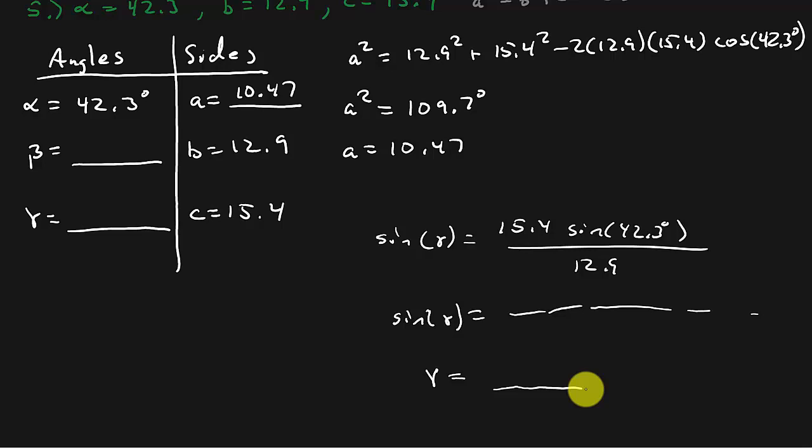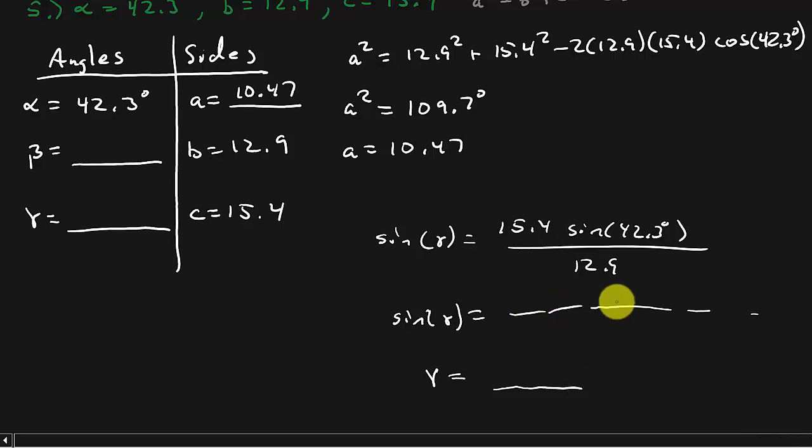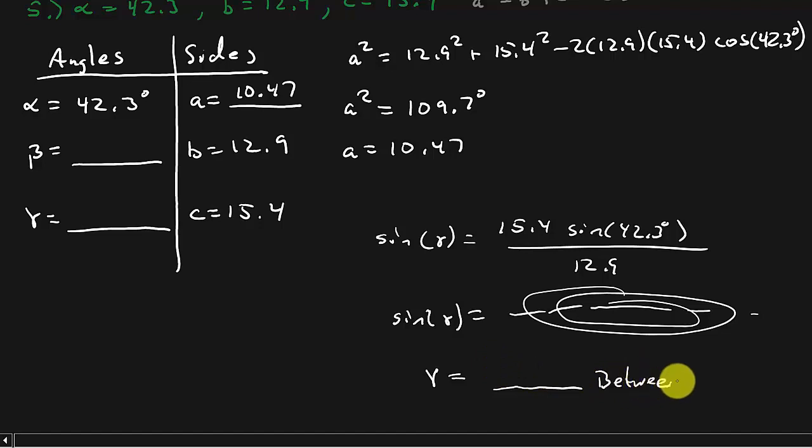All right. Now, gamma equals, you agree that when we do the inverse sine of whatever number this is, we're going to get an angle measure between 0 and 90 degrees. How do you know that's what it is? How do you know this is between 0 and 90 degrees? How do we know it's not between 90 and 180? How do we know that?